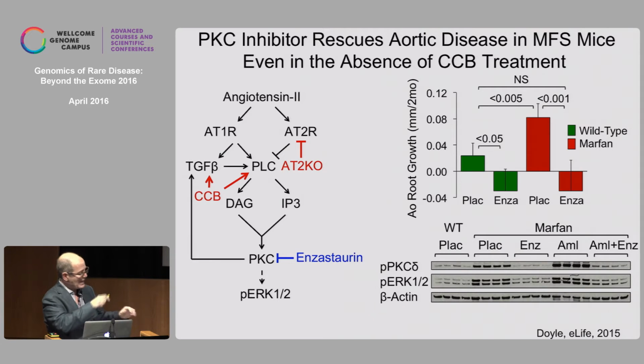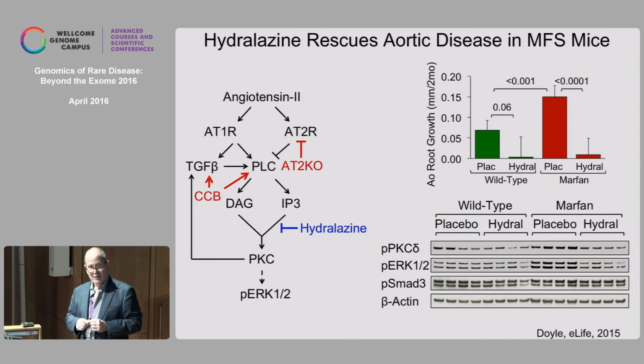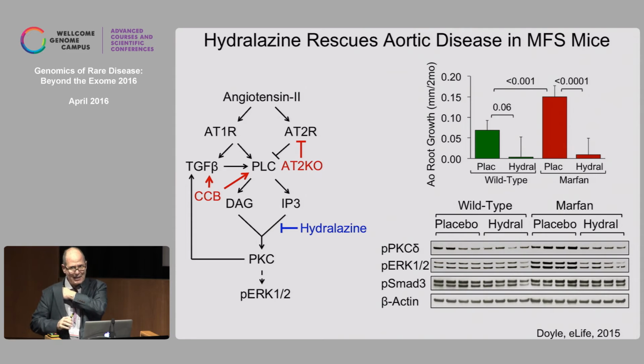So again, if this axis were correct, we reasoned that the FDA-approved drug hydralazine should have a therapeutic effect because it acts at least in part through suppression of IP3-mediated PKC activation. Once again, we saw this dramatic protective effect when we used hydralazine in Marfan mice in association with the expected signaling effects, including attenuation of both PKC and ERK activation. And we were really excited about hydralazine because unlike other antihypertensive agents such as angiotensin receptor blockers, hydralazine is safe to use during pregnancy. It could be used in pregnant women today.